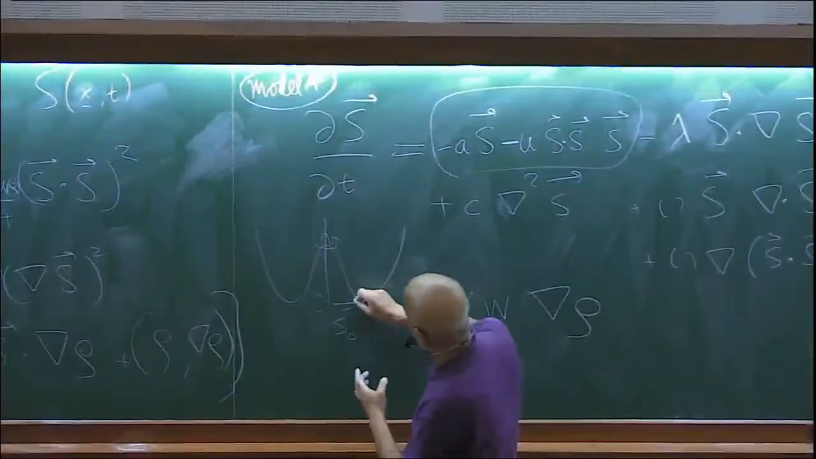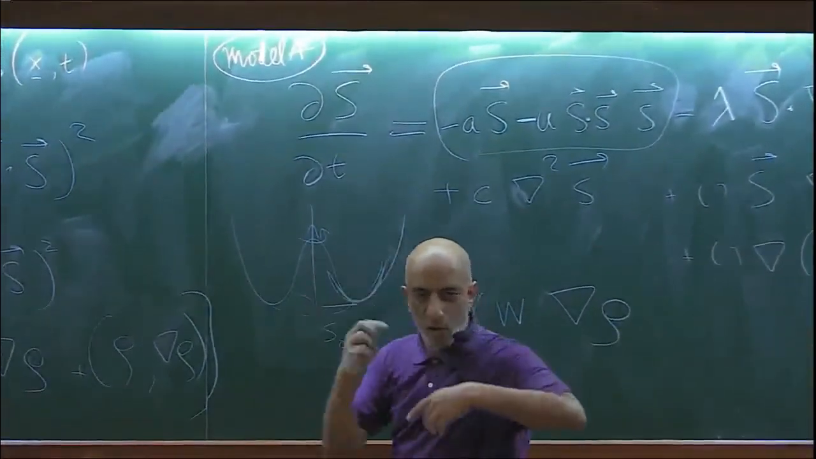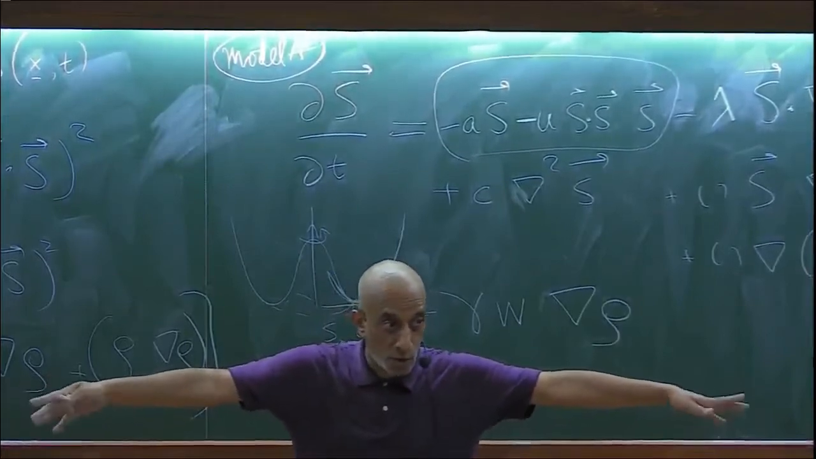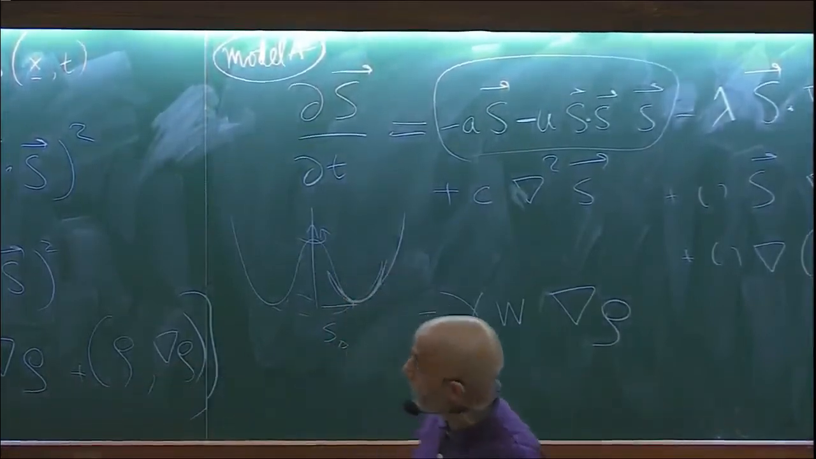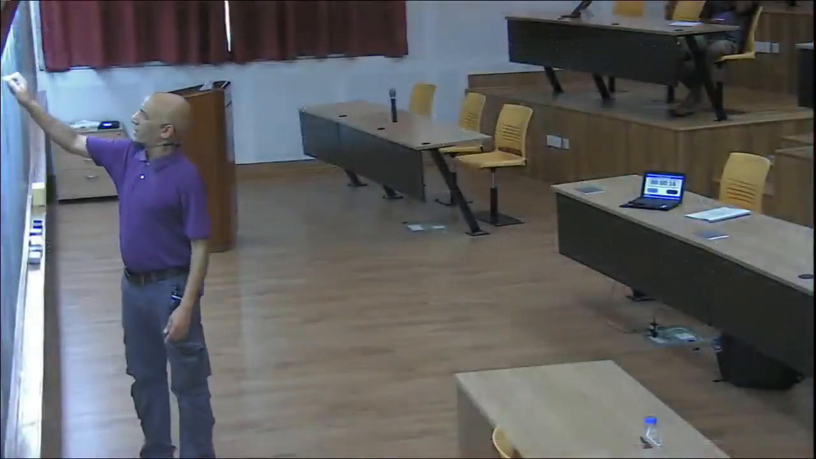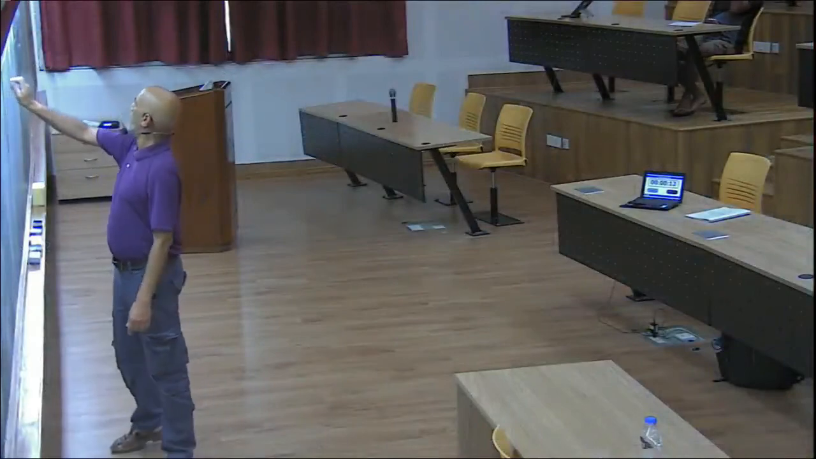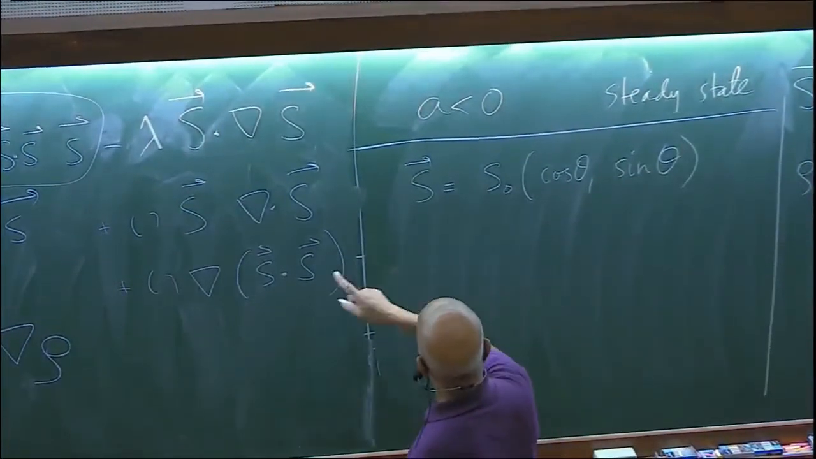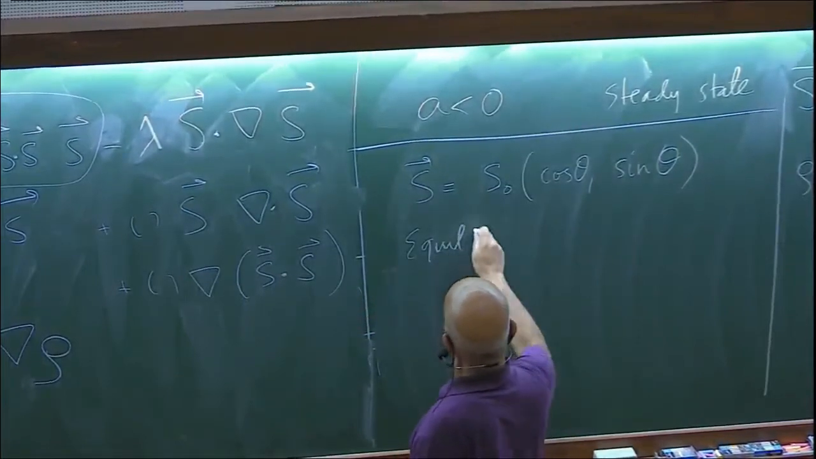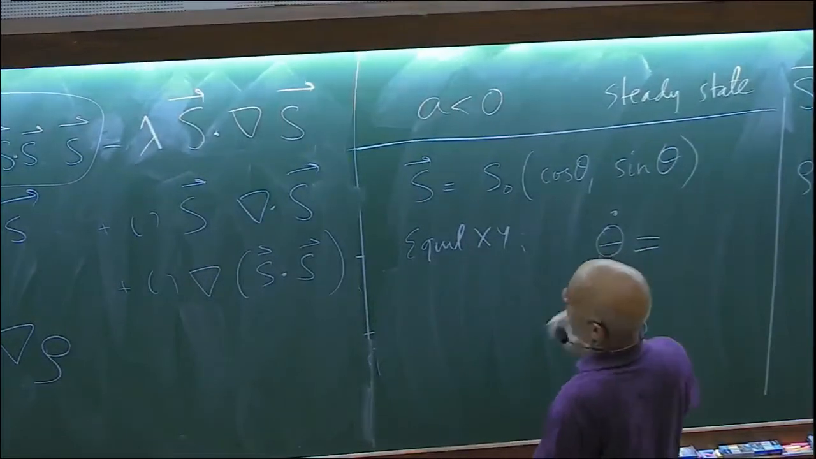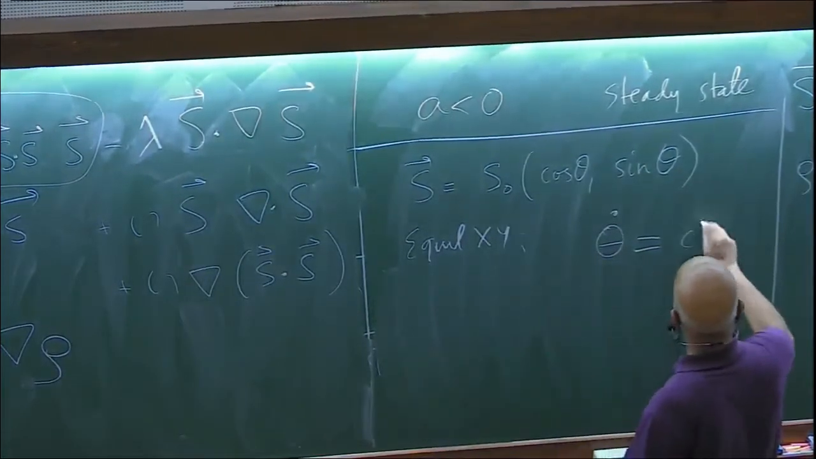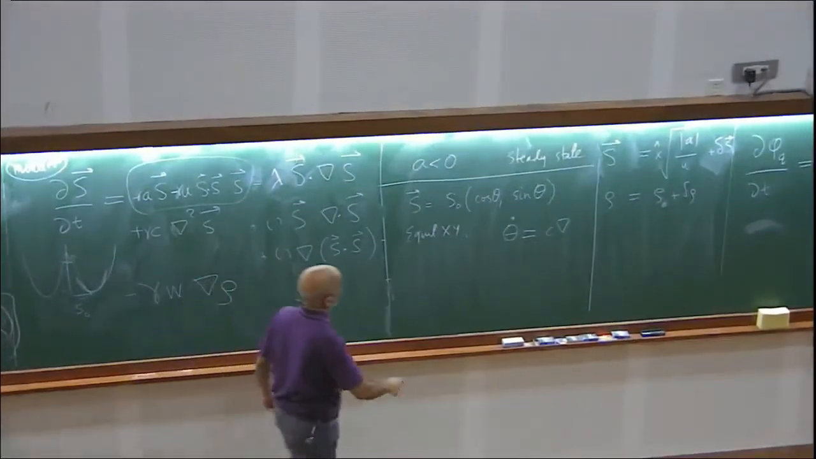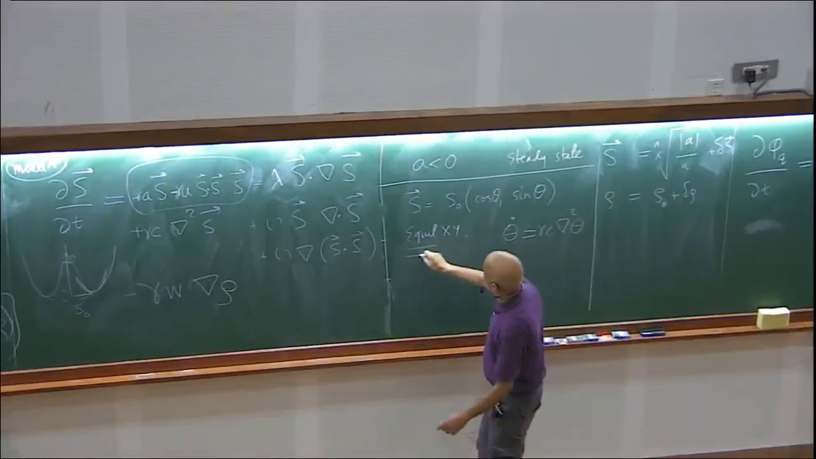And you know there's two kinds of movements, up and down the walls of the trough or around the bottom of the trough. Movement around the bottom of the trough, if done globally with the same phase, has no restoring force. Okay, and it gets a cost from gradients. So what you find is, therefore, that if you write your S as S naught times cosine theta, sine theta, then you know that in the XY model, if it is just equilibrium XY, you'd get theta dot equals C del squared theta. I'm sorry, I swallowed a kinetic coefficient everywhere. There should be a gamma A here, a gamma U here, a gamma C here. This is what you'd get in the equilibrium case.